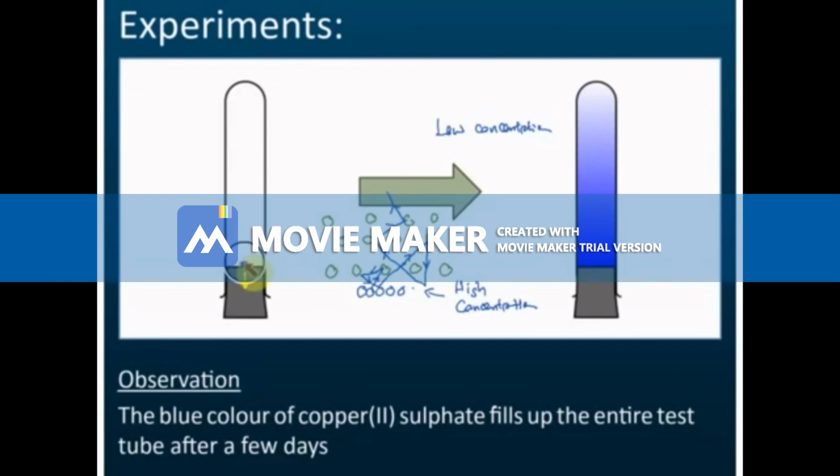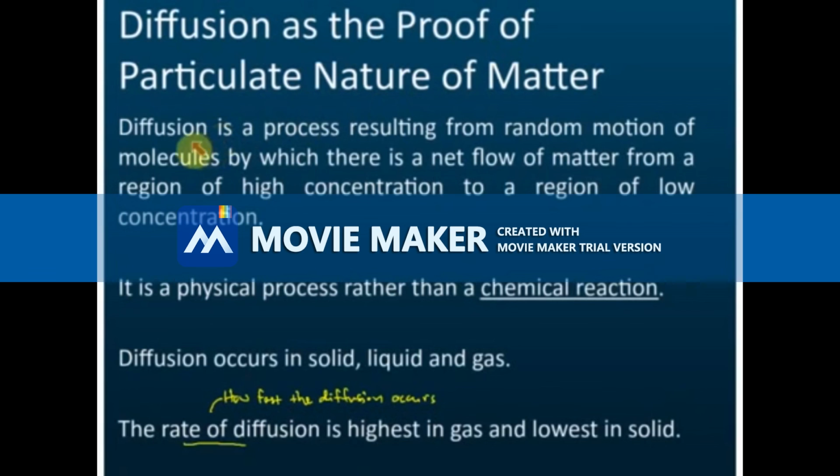Even though this is against gravity, according to the pull of gravity it should go down, but it goes up, because this part, the concentration is high, and this part, the concentration is low. So in your definitions, you must state that diffusion is a process resulting from random motions of molecules by which there is a net flow of matter from regions of high concentration to regions of low concentration. When you define this, you must state this. It must be from regions of high concentration to regions of low concentration.